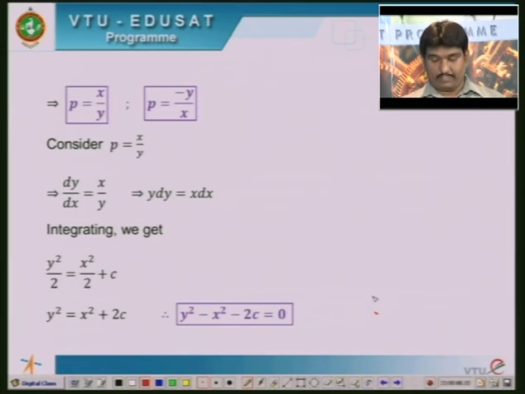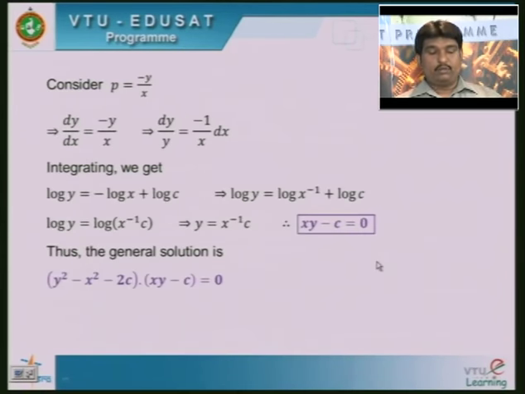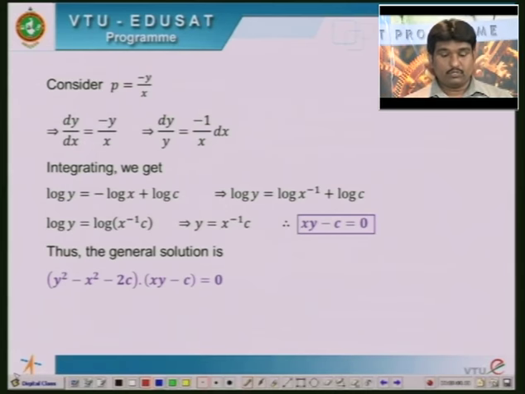Consider the second factor, p equals minus y by x. So it is dy by dx equals minus y by x. As usual, separate the variables and integrate it. We get dy by y equals minus 1 by x into dx. Integrating, the integral of 1 by y is log y, and of minus 1 by x is minus log x, plus some constant of integration log c.